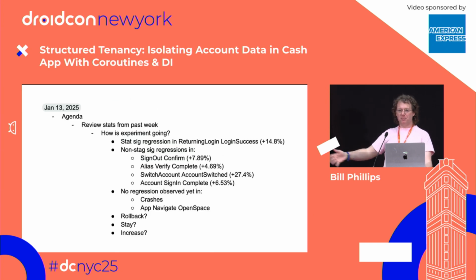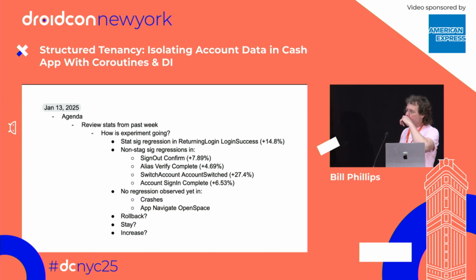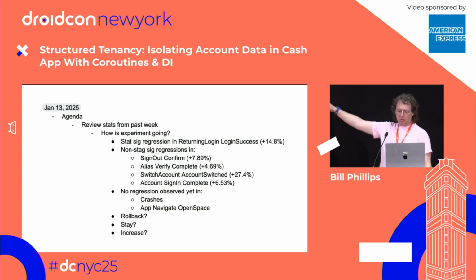So we started trying to ship this, iterating on this, doing A/B tests, right? We have a weekly meeting, and here's a screenshot of my notes from January, right? And this is what a lot of them look like. We're looking at a lot of metrics, seeing them moving, and talking about them, and seeing if we can understand what's going on, right? And you'll note that we've got a lot of regressions here in what seem like similar areas. So like login success, sign out confirm, switch account. These are all these touch points that we're talking about.